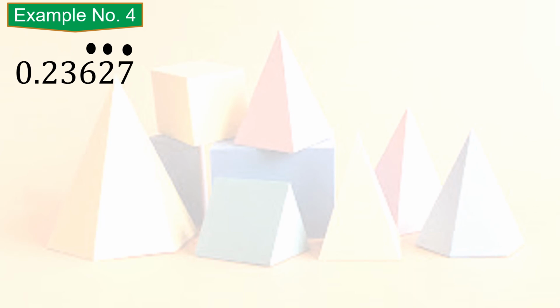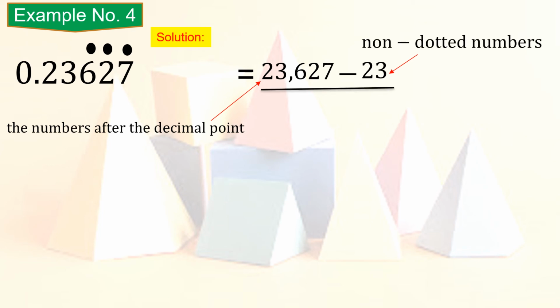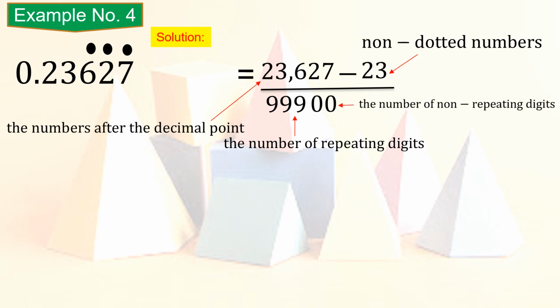Now let us have example number 4. In here, we have 0.23627, meaning the digits 6 and 7 are repeated continuously. So from here, we are going to copy all the digits after the decimal point minus the non-dotted number. So we have 23627 minus 23, over, how many nines do we have? 3, because we have 3 repeating numbers, 6, 2, 7. And then we also have non-repeating numbers, we have 2 and 3, so 2 zeros over there.